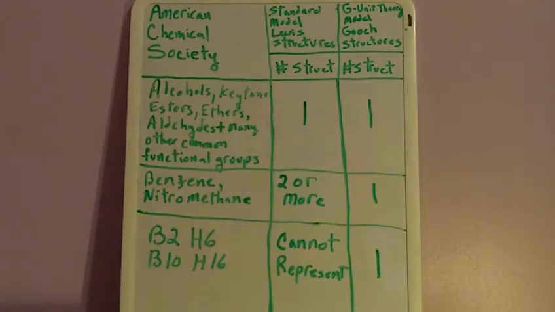In the case of benzene, nitromethane, and many others, standard model Lewis structures must use two or more structures in order to represent the molecule. Benzene is a classic example because it has exactly two structures which are needed in order to represent the molecule.